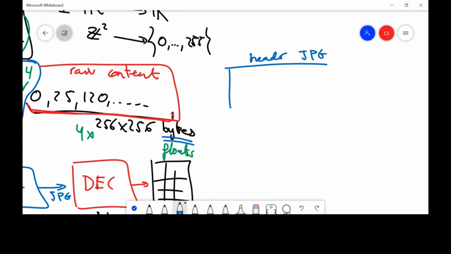JPEG. So every single file in JPEG starts with FFD8. Those are 2 bytes, and the meaning of that is a start of image. So how do you know that you have a JPEG file? You look at the first 2 bytes, and if they are FFD8, then it is a JPEG file.